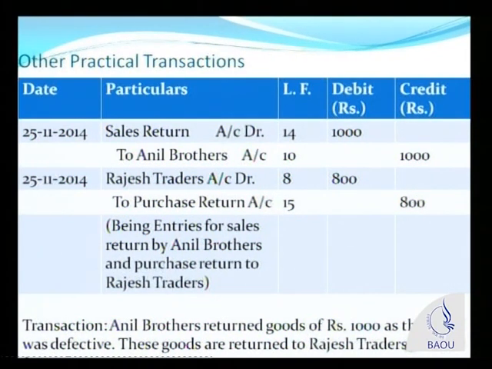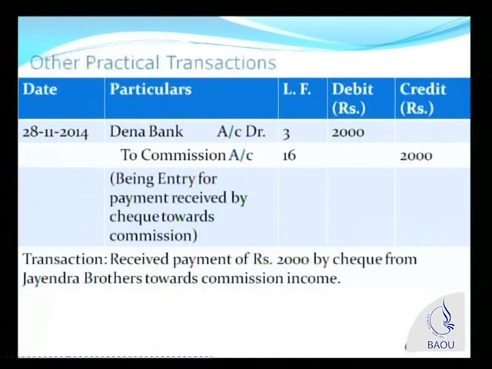Let's look at the next transaction. The transaction is like this. Received payment of rupees 2000 by check from Jayendra Brothers towards commission income. You need to carefully study and understand the transaction before attempting to record these into journal.